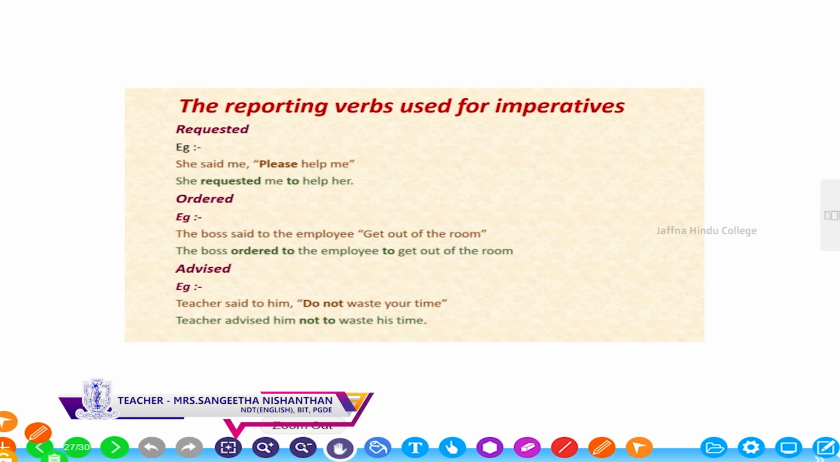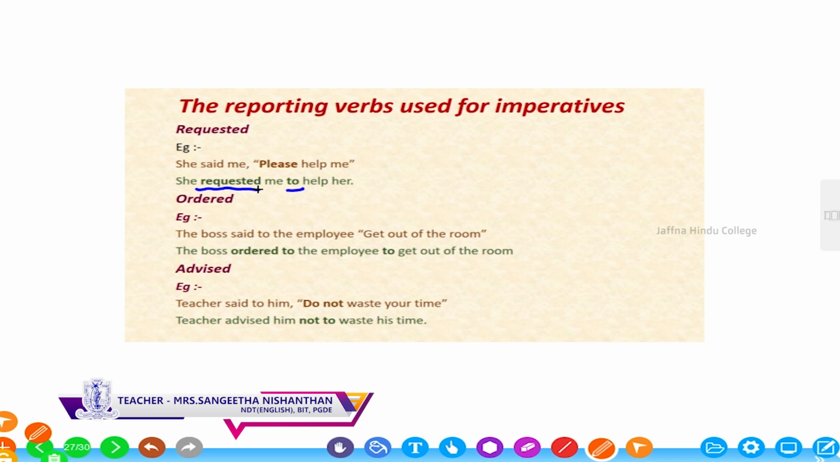Here are some reporting verbs used for imperatives with examples. Requested: she said to me, please help me. Here there is the word please. So when we change it, she requested me to help her. The reporting verb is requested. The me denotes her, so I change it to her.